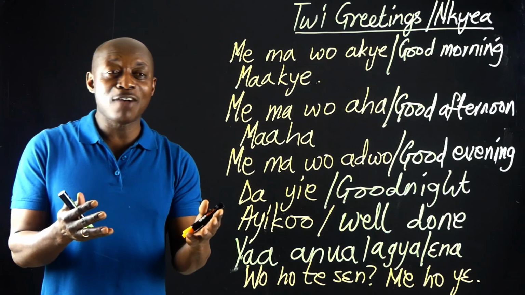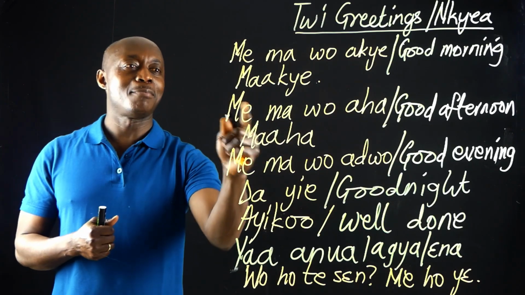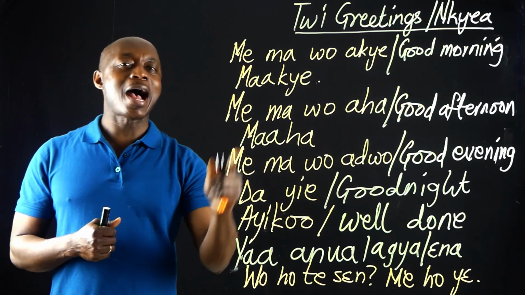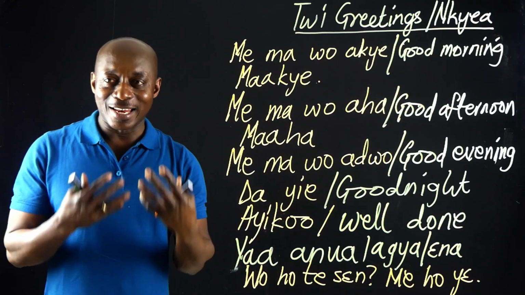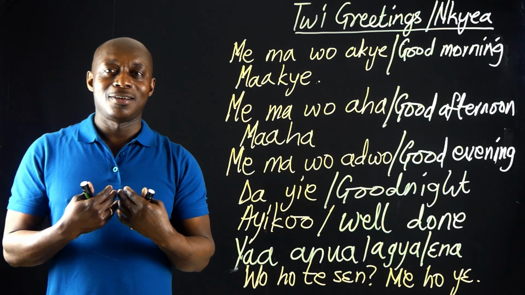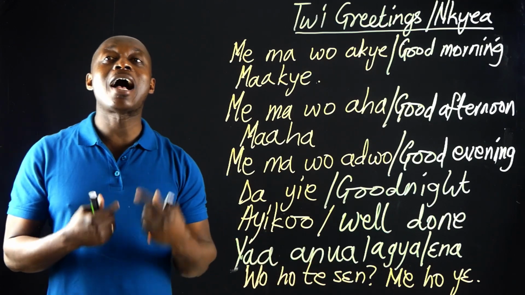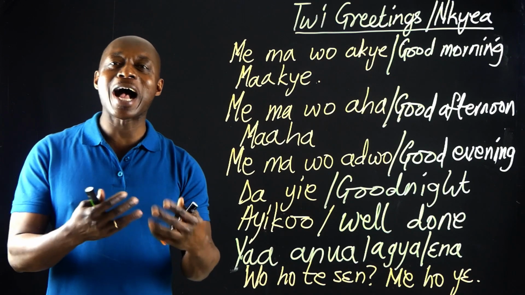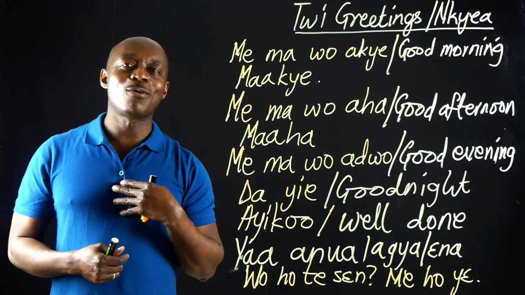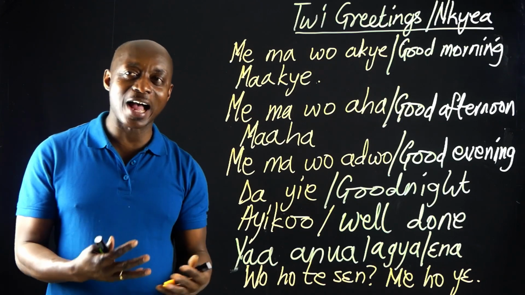If I meet you in the afternoon, I will say, Maaha, meaning what? Good afternoon. And then I or you can ask, what to say? What to say meaning, how are you? And then I will say, me ho ye, I am faring well, or I am fine.